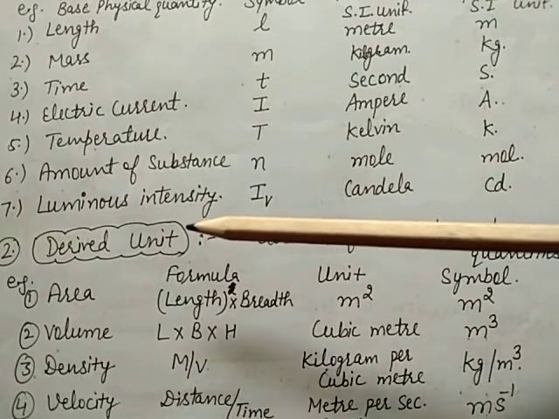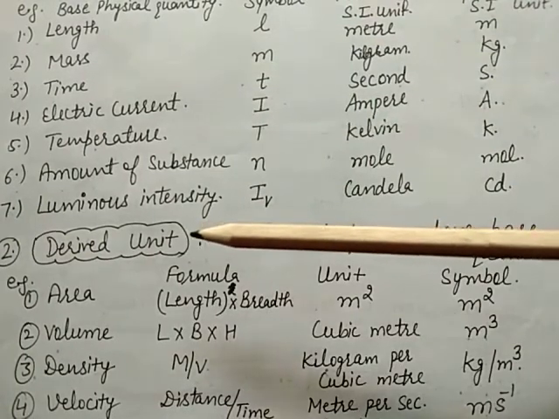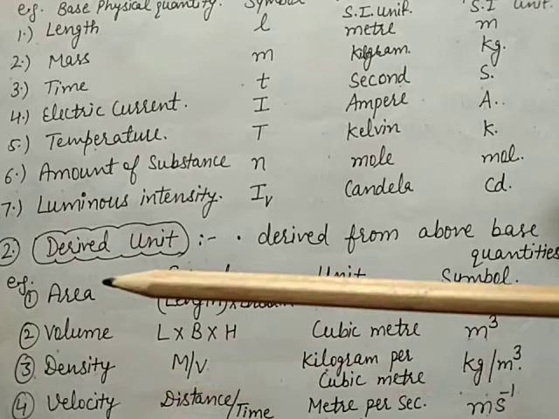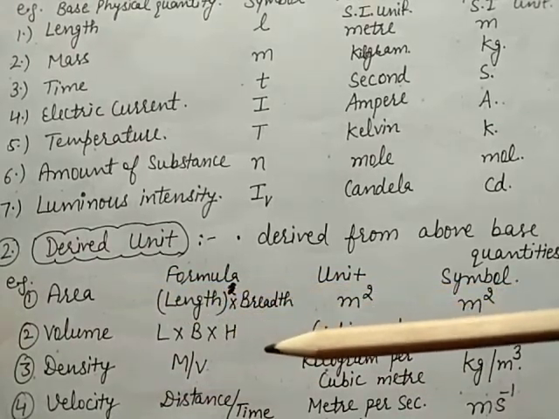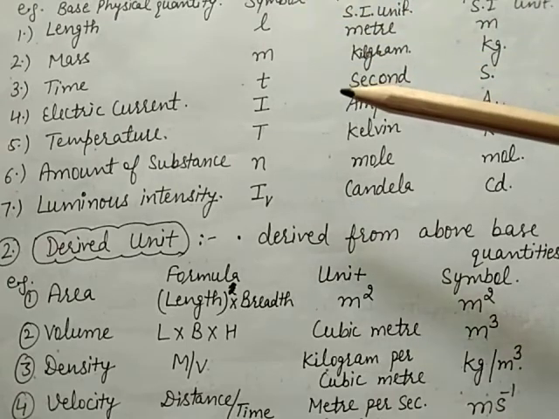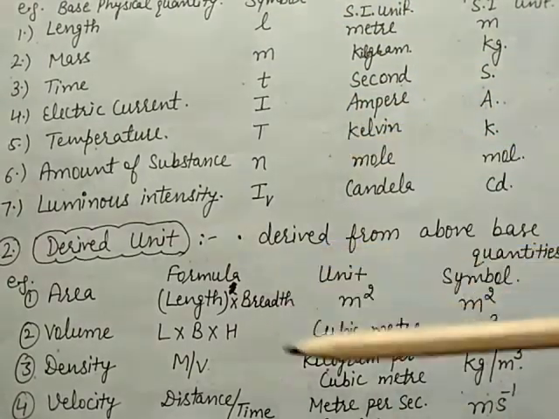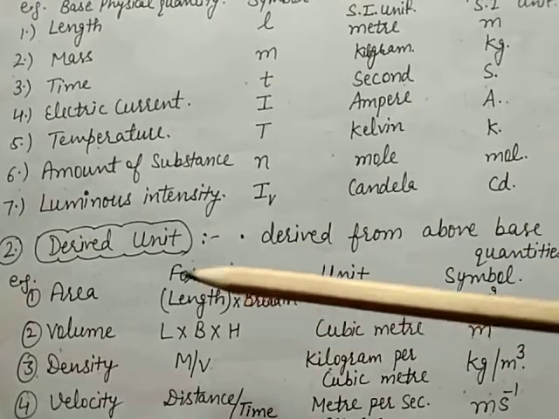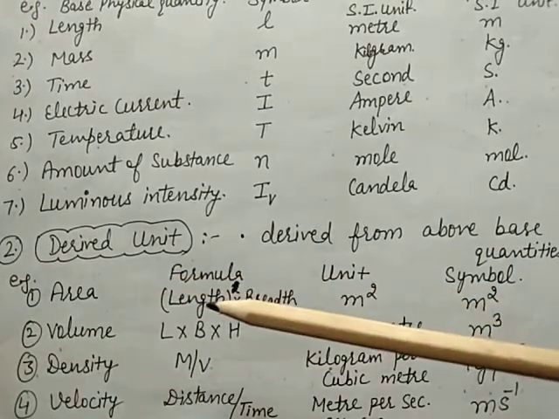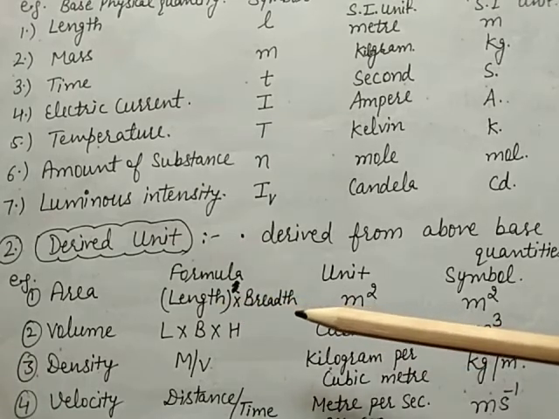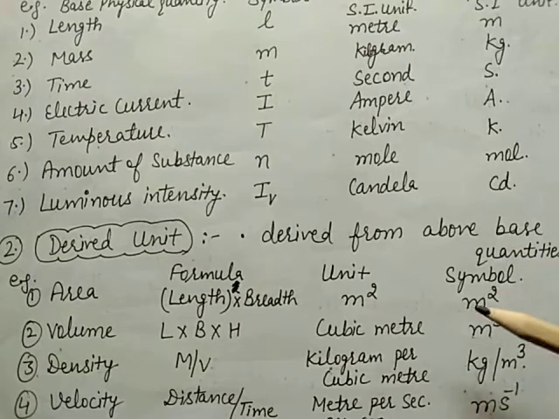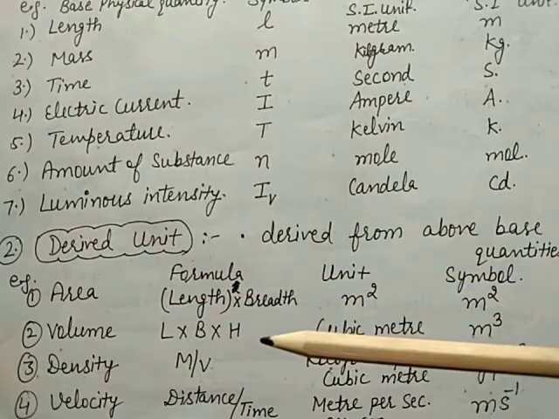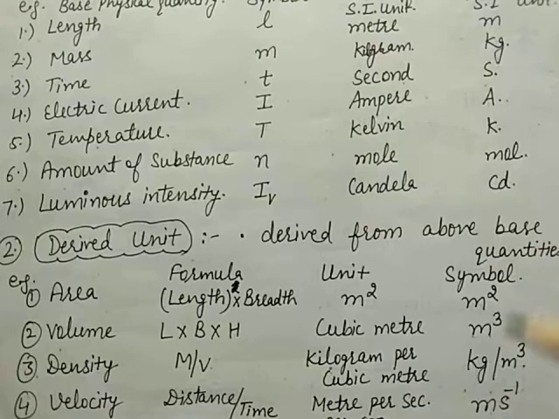Now the second type of unit is derived unit. Means other physical quantities like speed, volume, density, velocity, area that can be derived from the above fundamental units. So these units are called derived units. Like this, area. Area is equal to length into breadth. Its unit is meter square, symbol m². Next, volume. Length into breadth into height. Unit is cubic meter, m³.